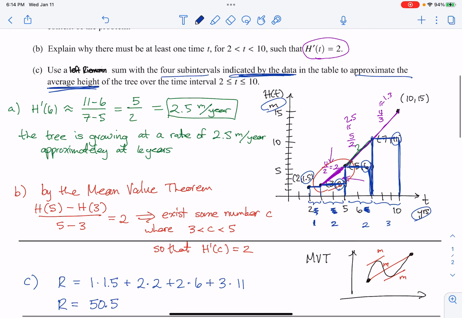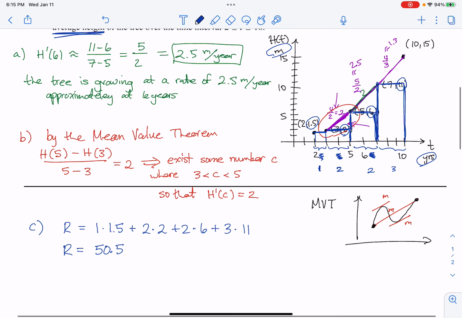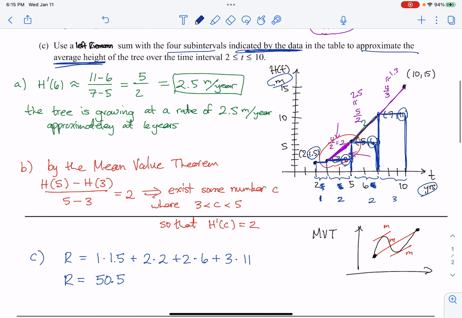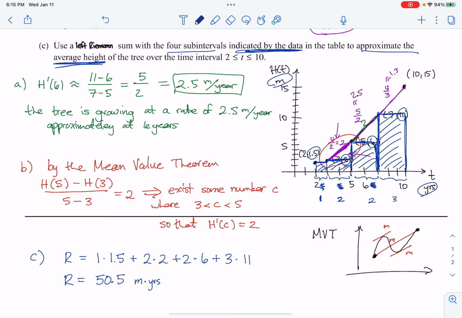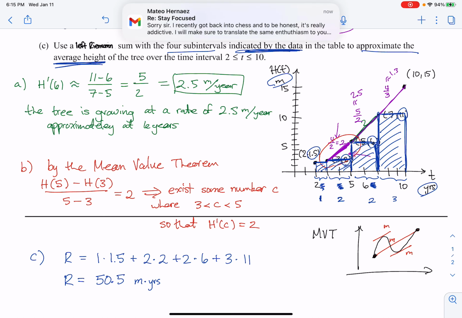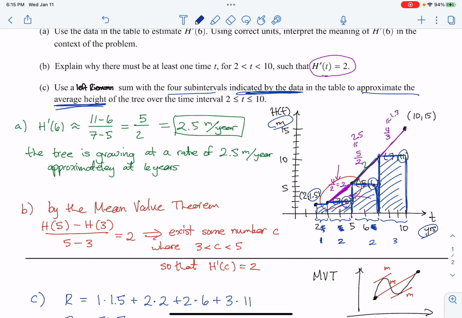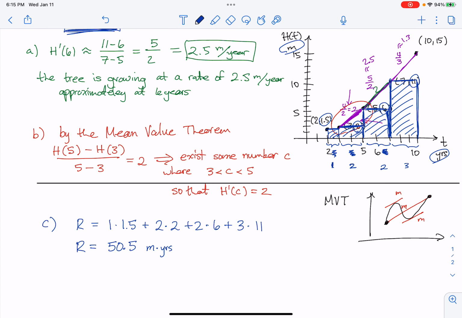Now, when they're asking for the average height, think about the units for this 50.5. We're calculating areas here. We're taking base times height. Well, my base is years, my height is meters, so the units are meters times years. I don't know what that is. I just know that doesn't look right. If I am looking for an average height, I have to be left with just meters. So intuitively, you might realize that we have to somehow get rid of these years.